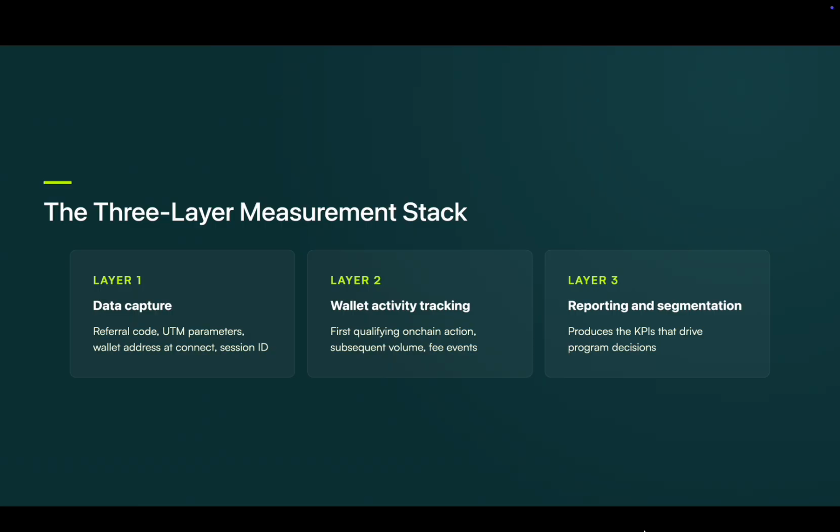A complete referral analytics stack has 3 layers. Layer 1 is data capture. This includes the referral code, UTM parameters, wallet address, and session information. Layer 2 is wallet activity tracking. This is where you capture the first qualifying on-chain action, subsequent volume, deposits, and fee events. And layer 3 is reporting and segmentation. This is where all of that data becomes useful for decision making. You can compare referrers, channels, activation rates, retention, volume, and revenue.